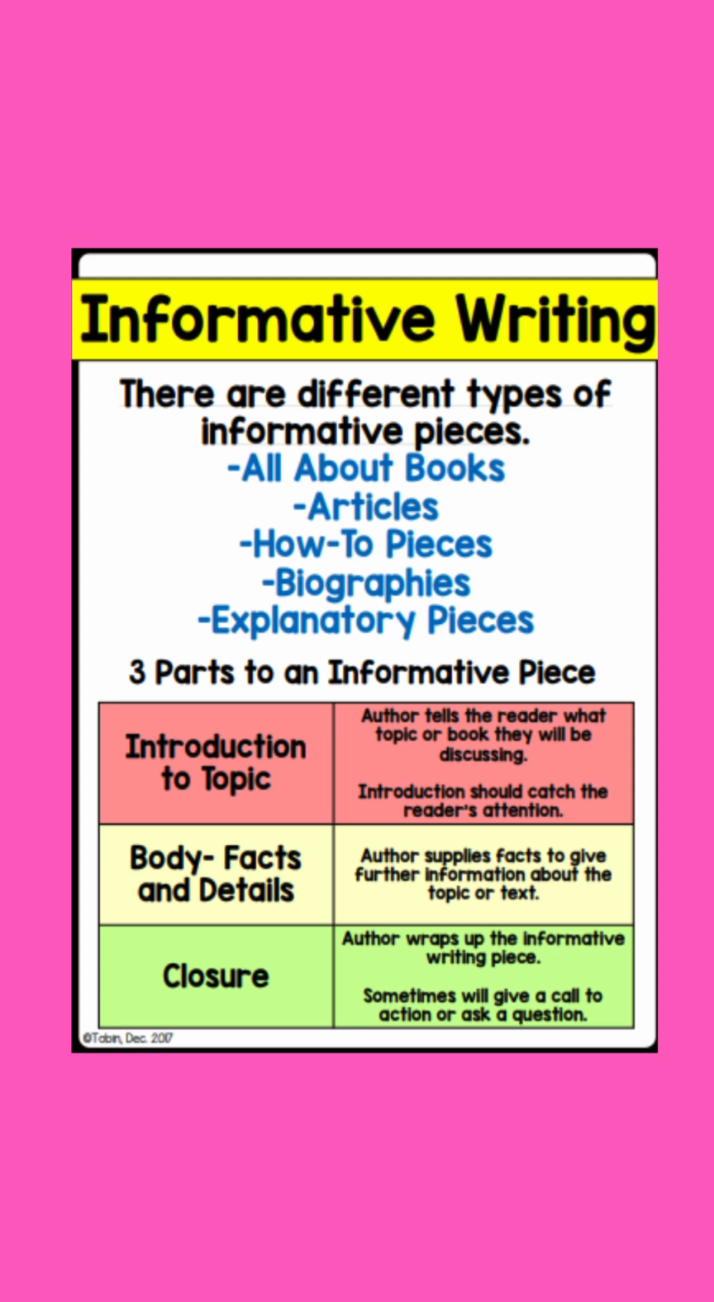I like to show my students a graphic that explains what informational writing looks like. We talk about how there is different types of informational writing. You can write all about books, like all about one of these historical figures with all of the facts and information and contributions to history that they give. Articles are informational writings, how-to pieces, biographies, which is a great way to incorporate writing into social studies, and then explanatory pieces. We talk about the parts of an informational writing piece, that it has an introduction to the topic. We have a body that has facts and details, and then a closure to wrap it all up.